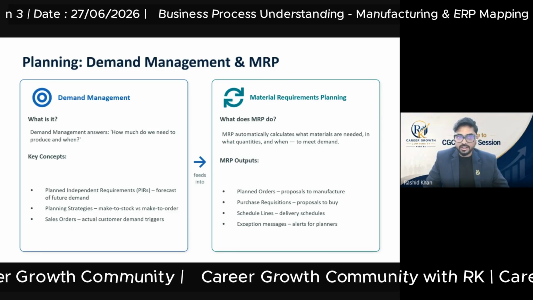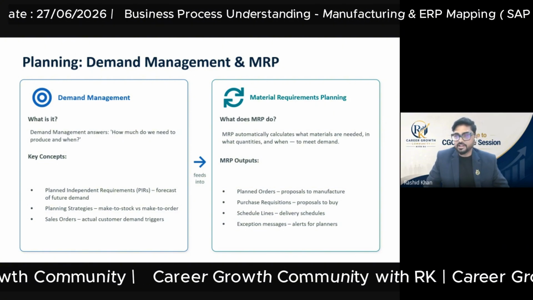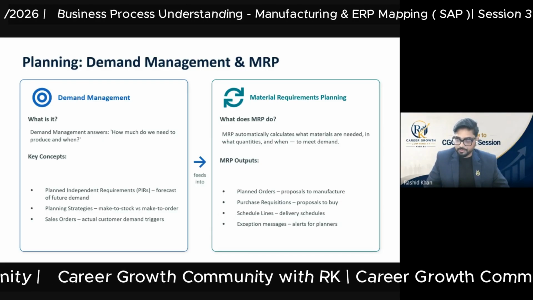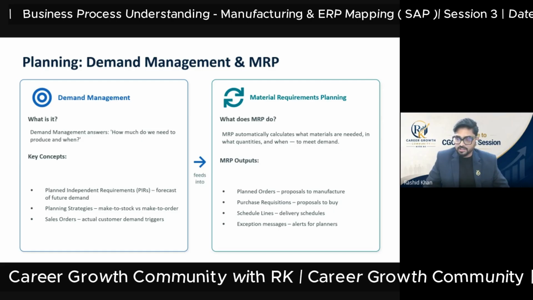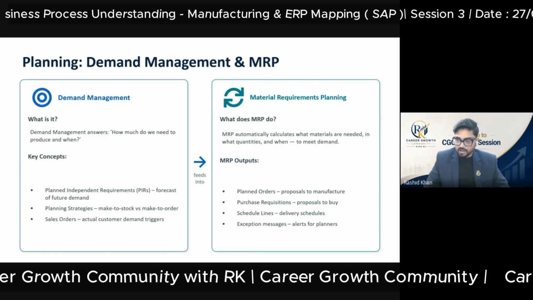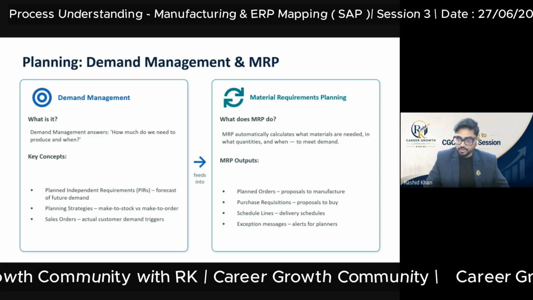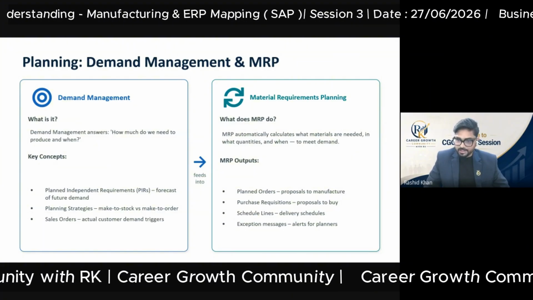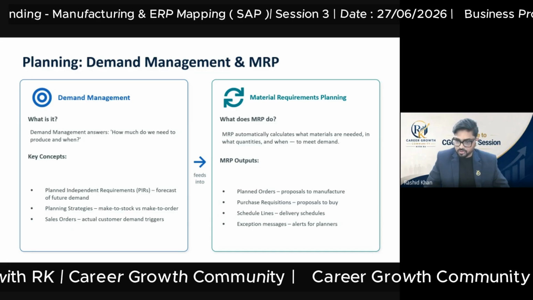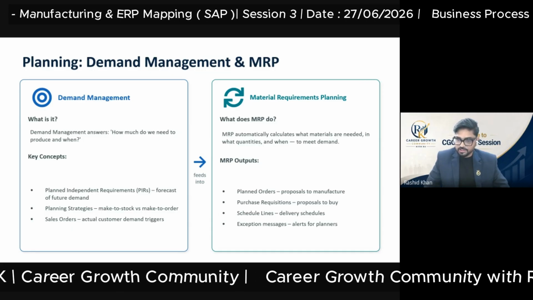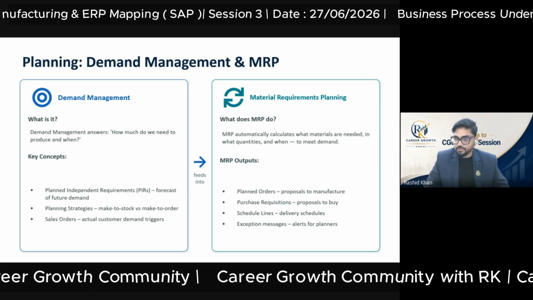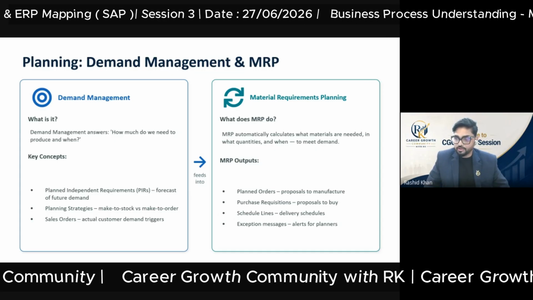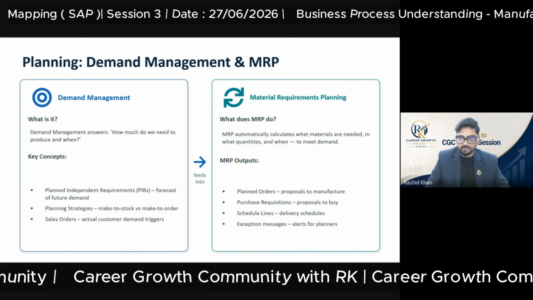So before executing any production, we need to do these two things. The first key role is played by demand management, and the second one is MRP. MRP will identify whatever raw materials are available and what finished products are available for that particular requirement, and based on that, the system will generate the required quantity of raw material to be used in the production cycle. So the MRP output: planned orders will be created, purchase requisitions will be proposed to the buyer, schedule lines, delivery schedules, and exception messages alert the planners that now we are going to produce this quantity. You have to be active and take care of this process, right?